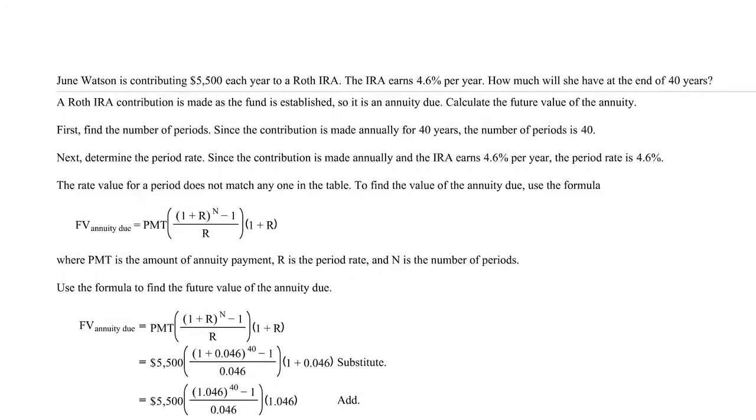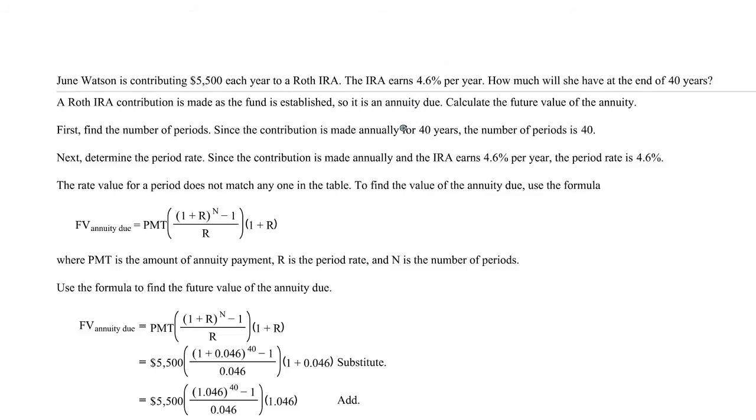June Watson is contributing $5,500 each year to a Roth IRA, and this IRA earns 4.6% per year. How much will she have at the end of 40 years? Automatically, a Roth IRA contribution is made as it's established, so therefore it's an annuity due.